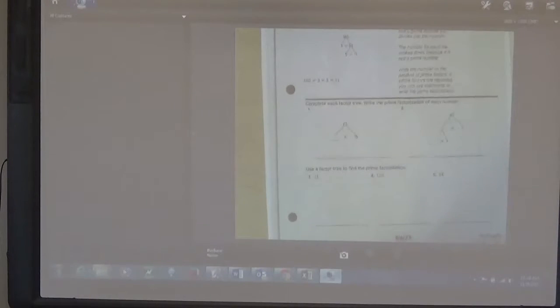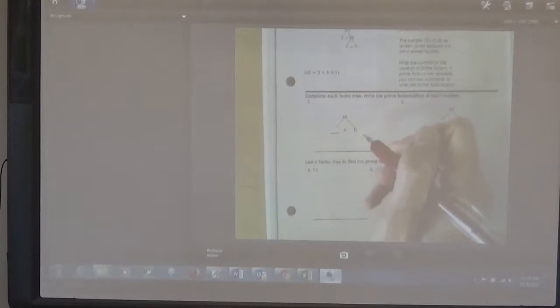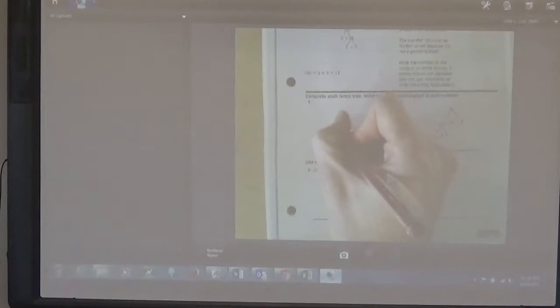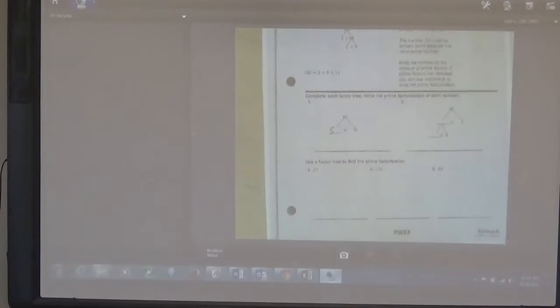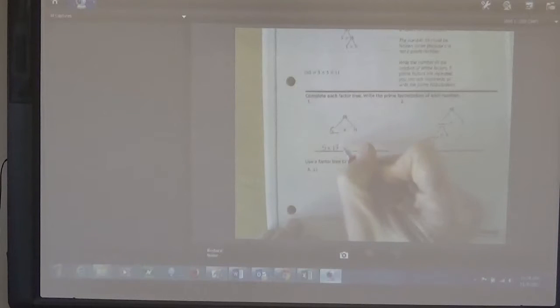So, number 1, instead of 165, we just have 65. What number goes into 65 besides 13, which is given for you? Jack? 5. So, you'd write 5 on the line, and then write the formula as 5 times 13 equals 65.